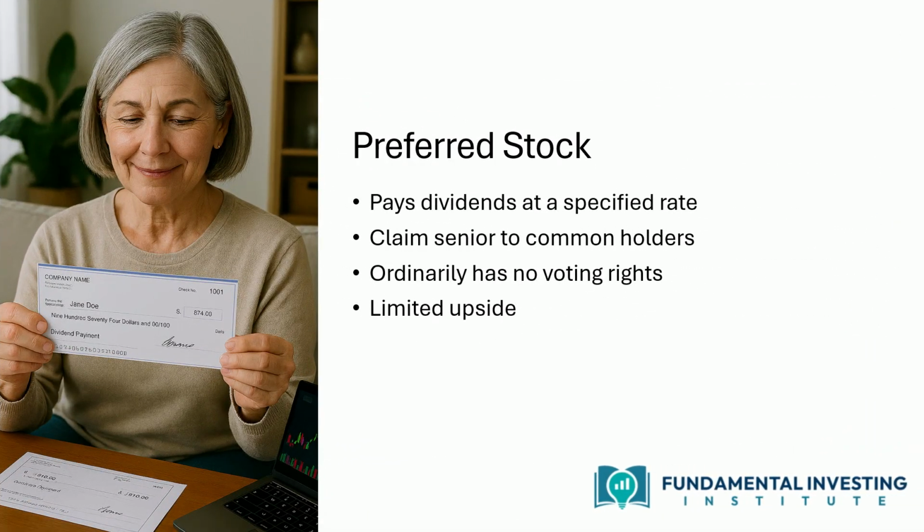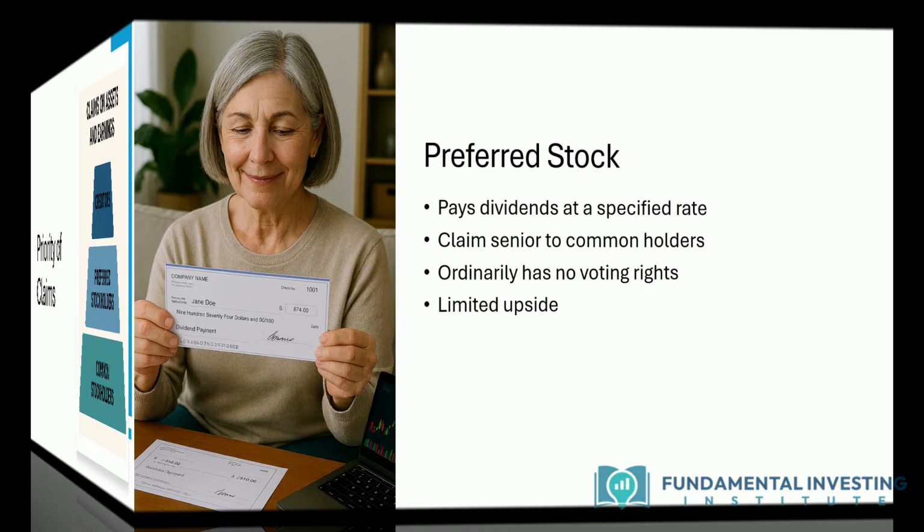Preferred stock, on the other hand, acts more like a fixed income security. It pays dividends at a specified rate. Preferred shareholders are entitled to receive dividends before the common holders. However, the preferred shareholders have no control over the company because they ordinarily have no voting rights. The upside of the preferred shares is generally limited to the specific dividends that they receive. Preferred shares do not appreciate as the company's earnings grow.